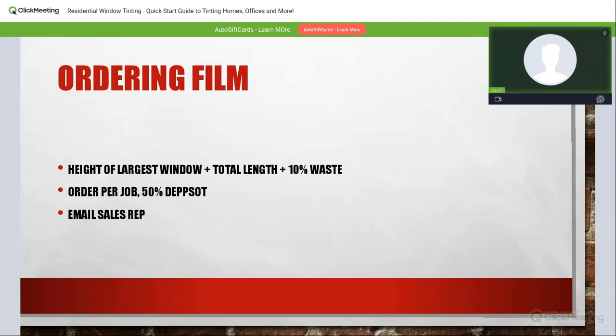With this, we can order per job, which keeps our costs very, very low and allows us to get a 50% deposit that covers the cost of those materials, plus a little if the customer decides to cancel, no show, change their mind, anything like that. So, unlike with automotive film, we can actually order per job. We're not carrying a ton of inventory around like we do with our automotive film.